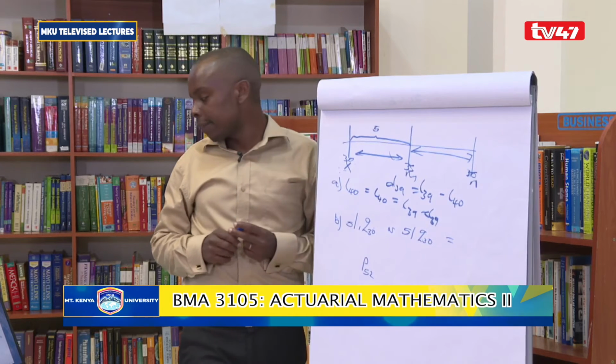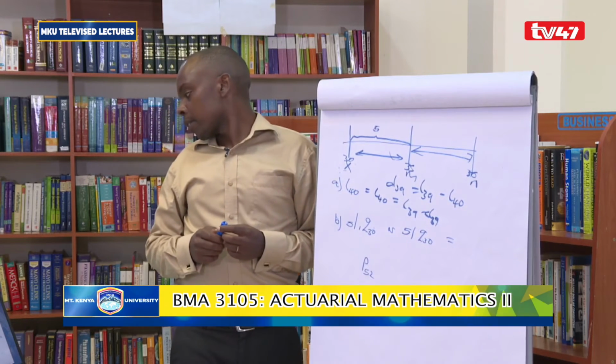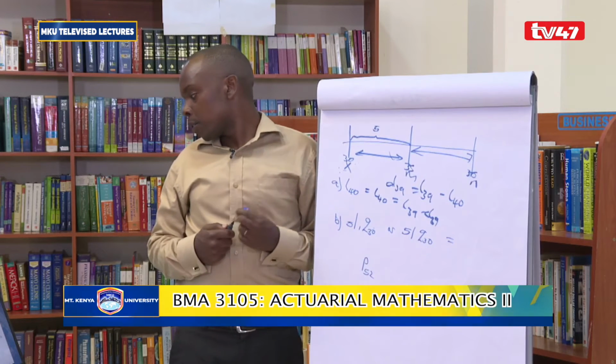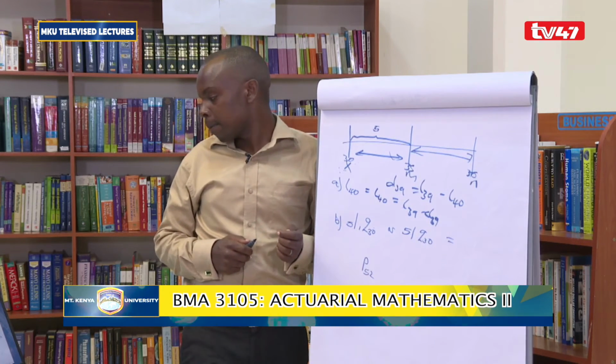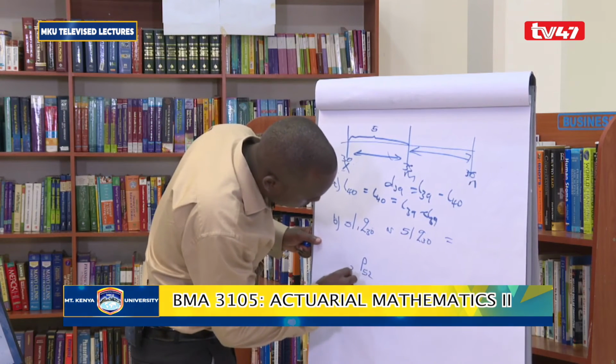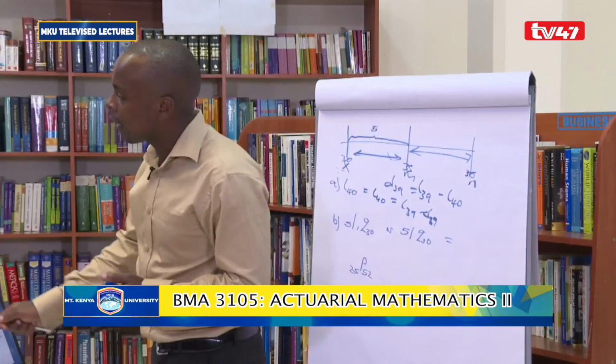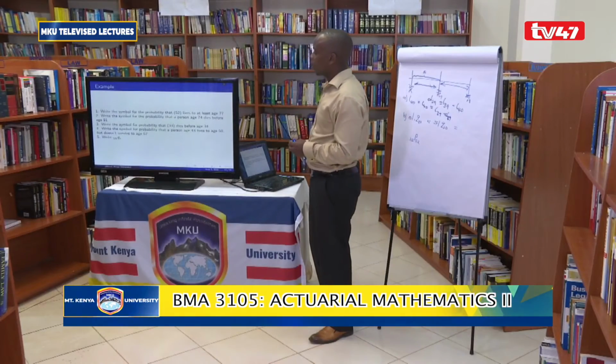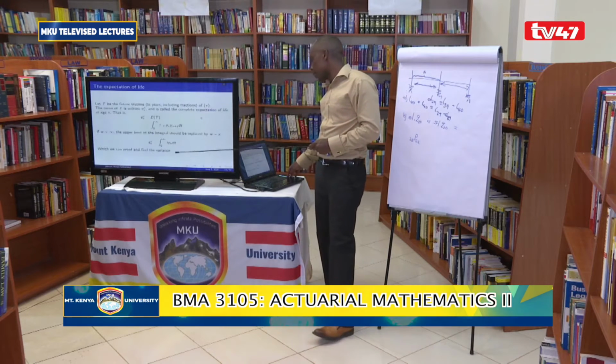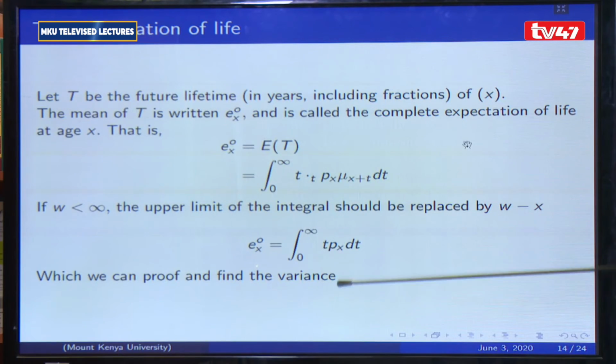So we have 77 minus 52. That is 25. So that is 25p52. So you can try and write down the other expression following the same rule that you've used in our previous example. We will look at the expectation of life, and under the expectation of life, we will define and also give the notation that we shall be using.